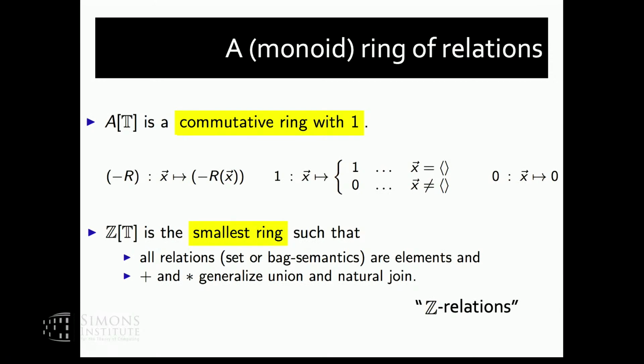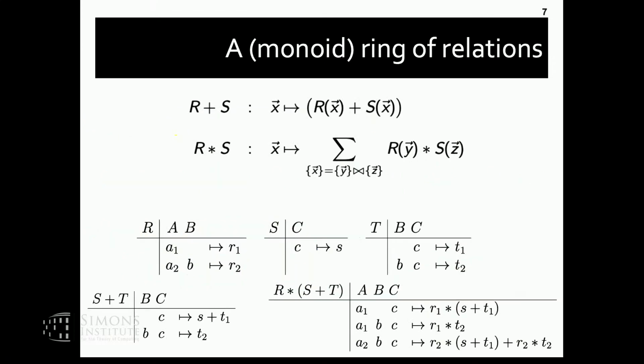So this thing is a commutative ring with 1, of course, and I've shown you this already. It has this minus operation, and if you take the whole numbers, the integers, as the ring, it's the smallest ring such that all relations in set or bag semantics are elements. And plus and multiplication generalize union and natural join. So in particular, if you apply this to just normal relations, this is exactly union and this is exactly the natural join.